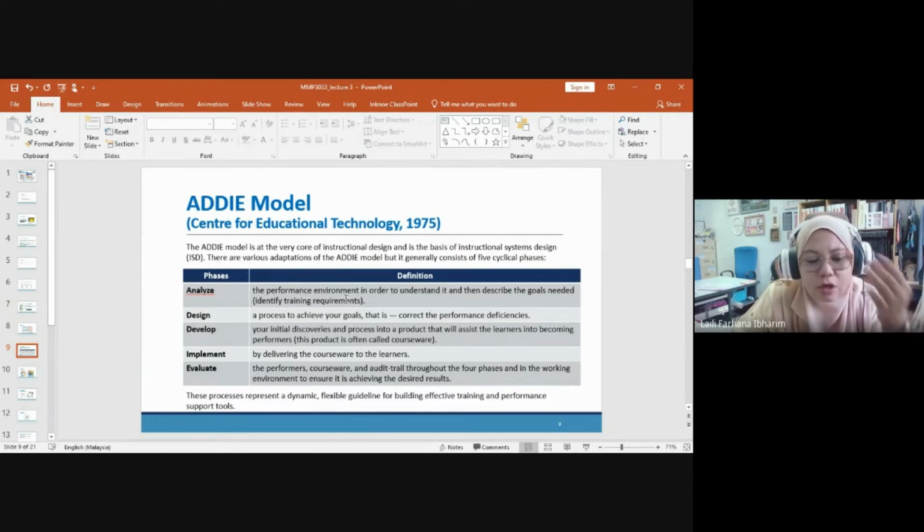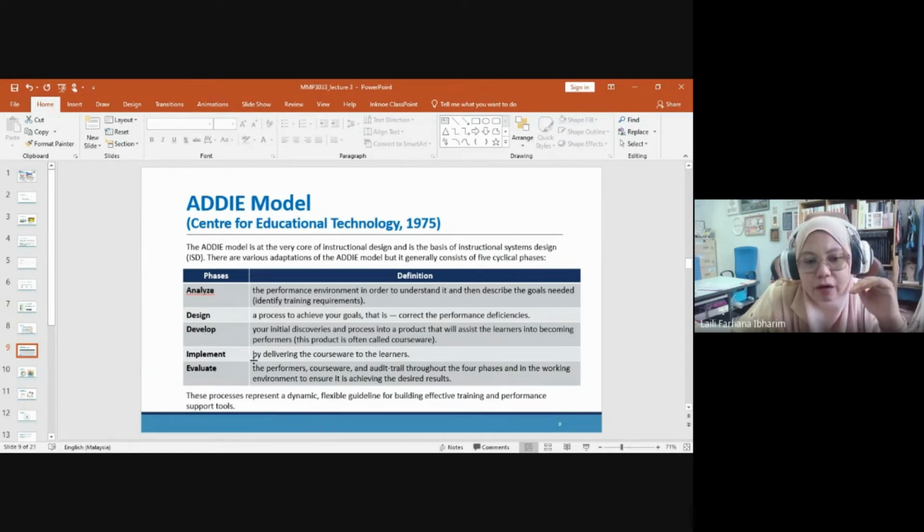So here, when you want to use software or courseware, you have to analyze who your students are: their background, their level of cognitive behavior, and maybe their psychomotor level. Then the content: what topic you want to highlight in your teaching and learning techniques. And then you design a process to achieve your goals, and maybe plan a rough idea of how to implement or develop your product, your courseware.